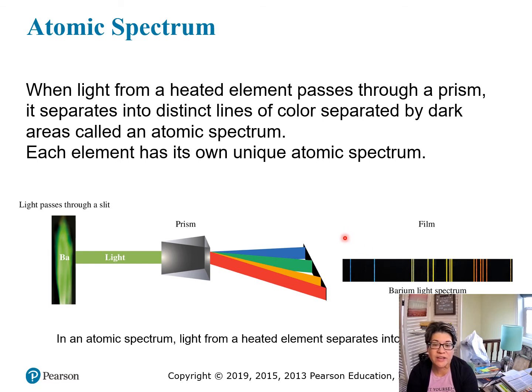This is actually how they get information from space, from stars, because they can put the light from a star through a prism and look at it, and they can tell what the star is made out of based on what it's burning. So this is called an atomic spectrum.